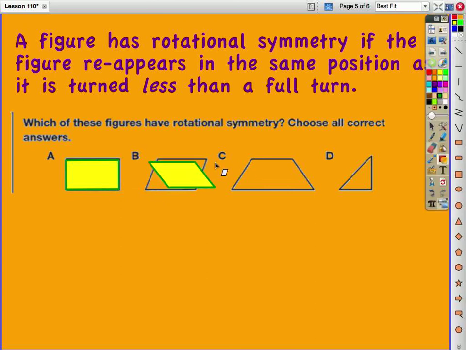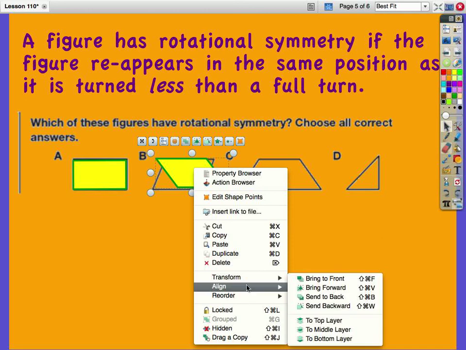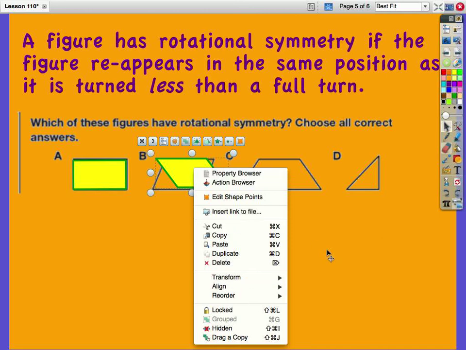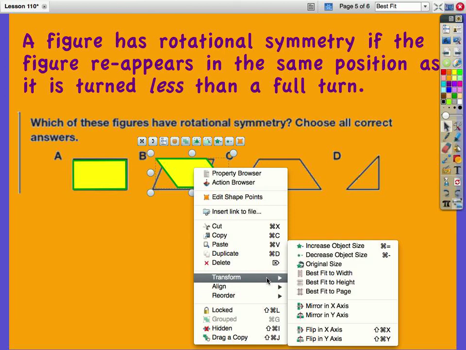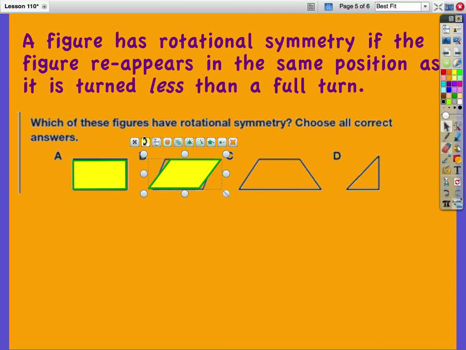Well, it's kind of the same. Let's see if I can get this flipped. There. Okay, so it's pretty close. As I spin it, notice how when I get to here, it's in that same position as from here to here. Therefore, B works. So A worked and B worked.